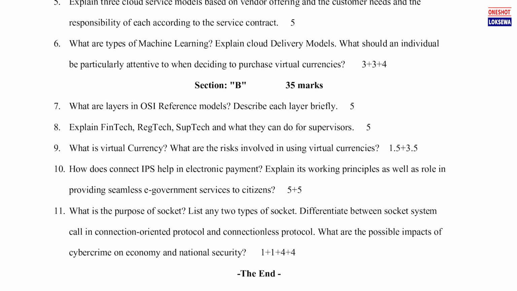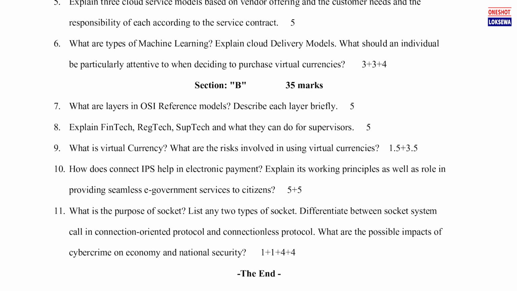Section B of 35 marks. 7. What are the layers in the OSI reference model? Describe each layer briefly. 8. Explain fintech, regtech, suptech and what they can do for supervisors. 9. What is virtual currency? What are the risks involved in using virtual currencies?